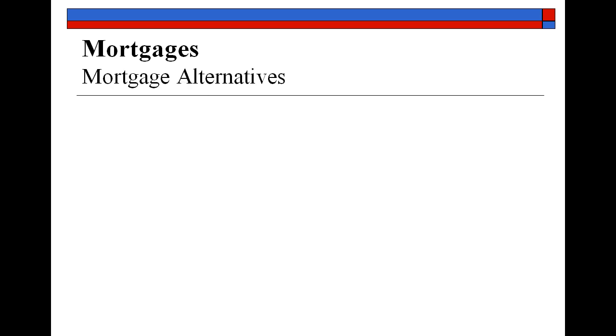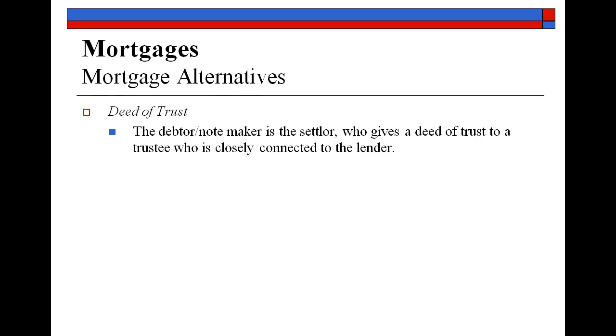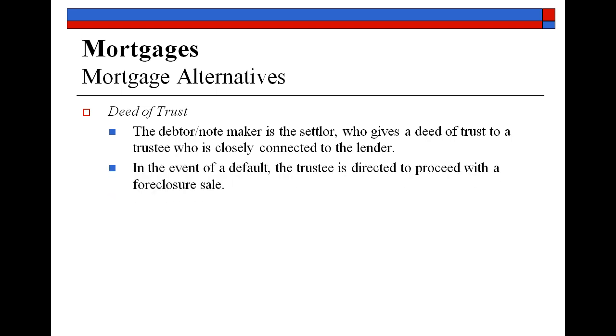Our final topic is mortgage alternatives. Let's begin with the deed of trust. In a deed of trust, the debtor or note maker is the settlor, and the settlor gives a deed of trust to a trustee who is closely connected to the lender. In the event of a default, the trustee is directed to proceed with a foreclosure sale. Today, deeds of trust are generally treated just like mortgages.